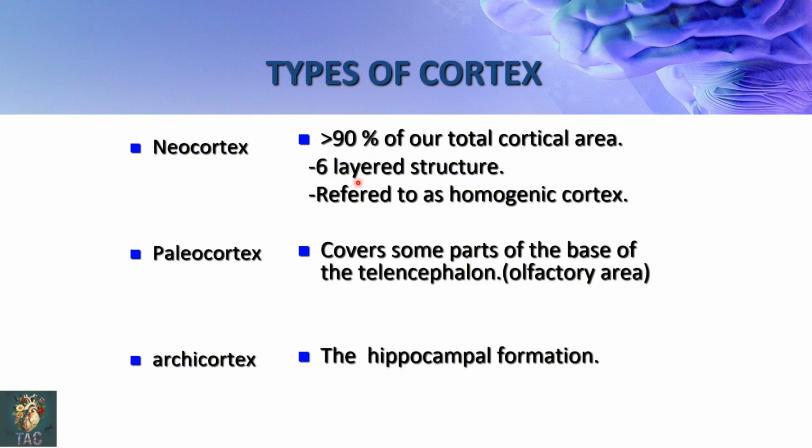So in neocortex we have a 6-layered organization of the cerebral cortex, and in case of the paleo and the archicortex we have a 3 to 5 layered organization of the gray matter.